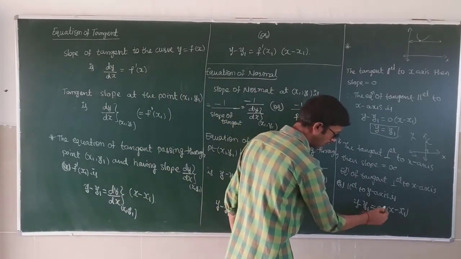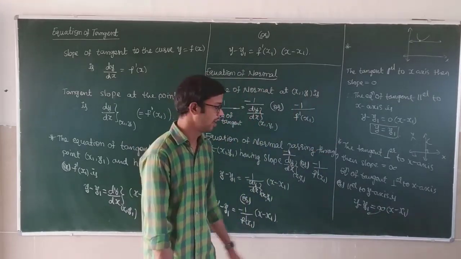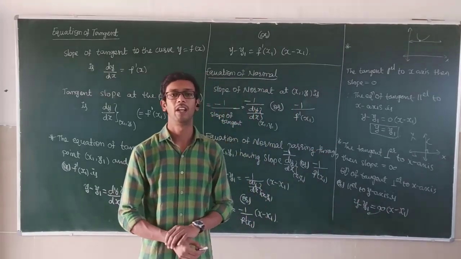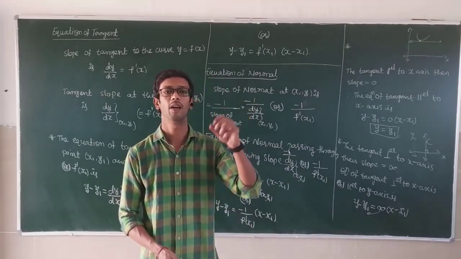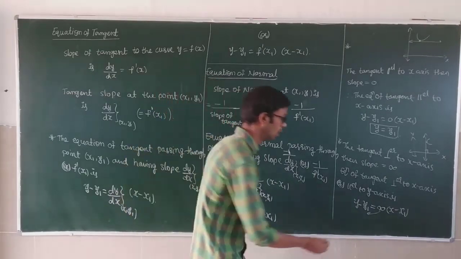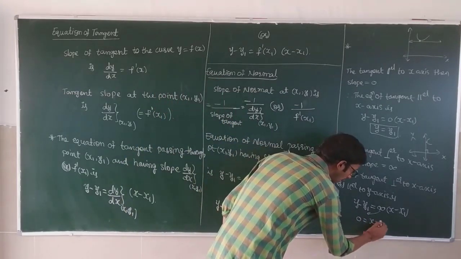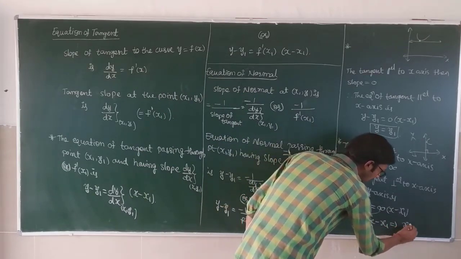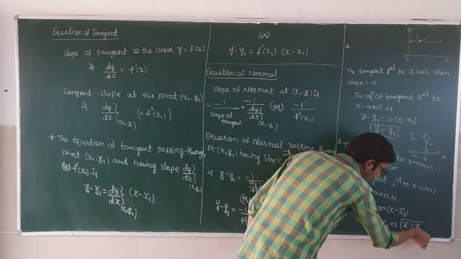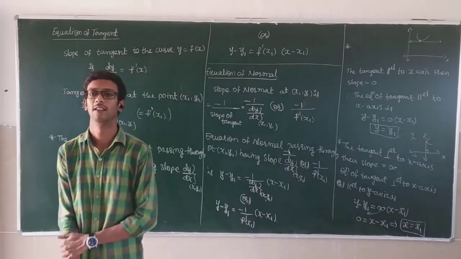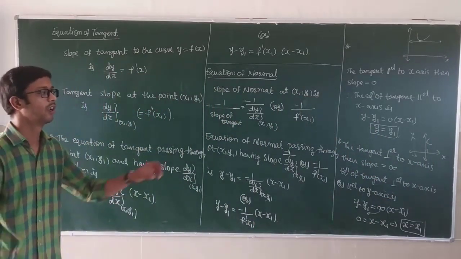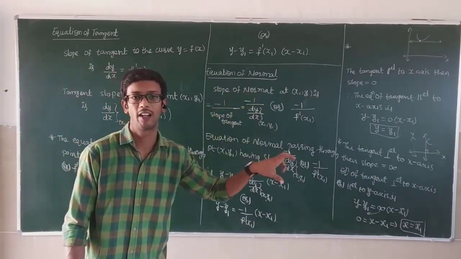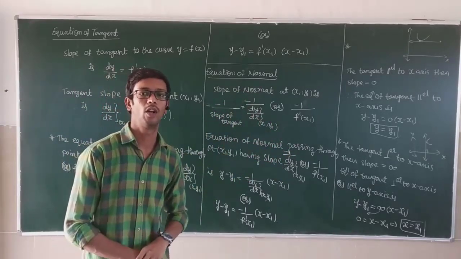If you send infinity on the left side, (y minus y1) by infinity, something divided by infinity, is 0. So 0 is equal to x minus x1, x is equal to x1. x equal to x1 is the tangent equation parallel to the y-axis, or perpendicular to the x-axis.